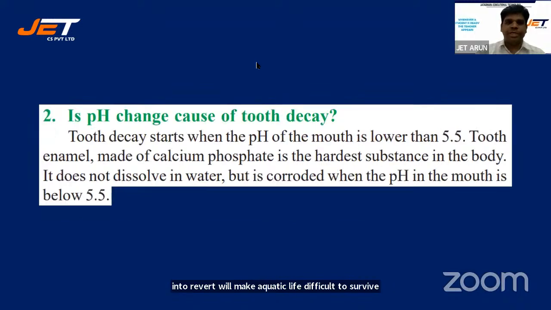Let's talk about tooth decay. So a pH value of less than 5.5 results in tooth decay, students. Tooth enamel, which is also calcium phosphate, is the hardest substance in the body. It doesn't dissolve in water, but when the pH of the mouth is below 5.5, it gets corroded.